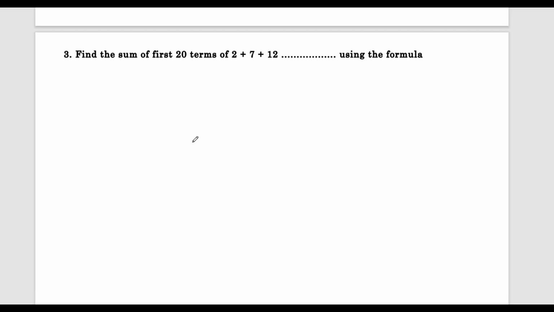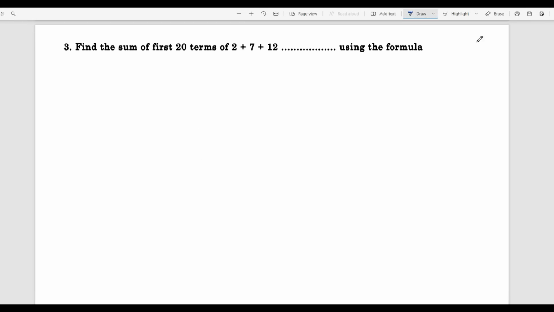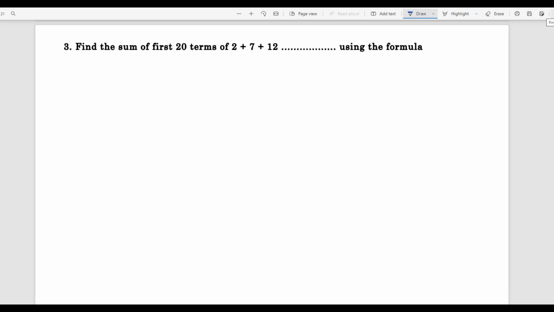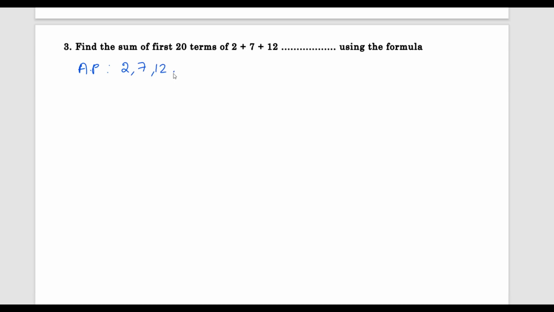Yesterday we have missed this very important question, that is finding the sum of 20 terms of the AP 2, 7, 12 and so on. Now what is the first step? First step is write down the given AP. The given AP 2, 7, 12, and so on.